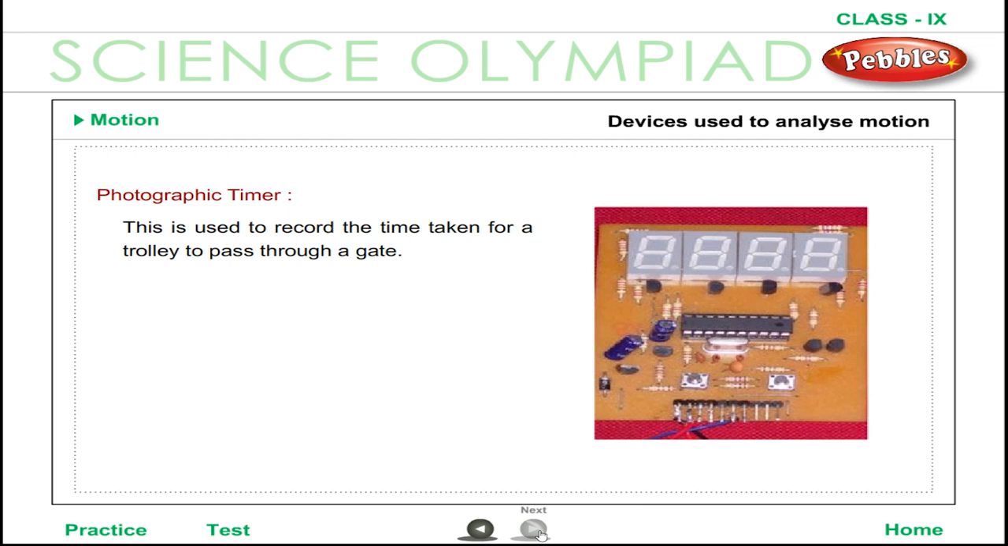Photographic timer. This is used to record the time taken for a trolley to pass through a gate.